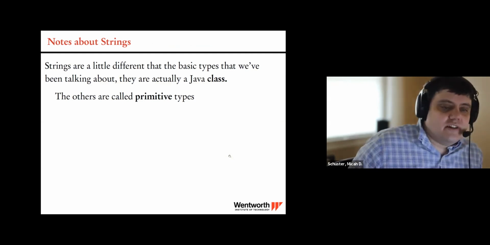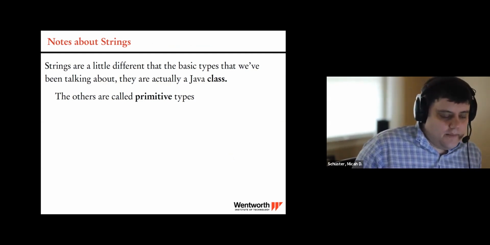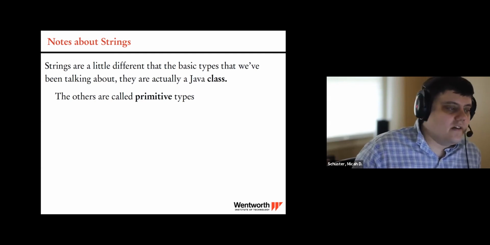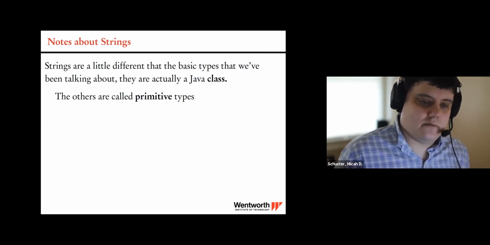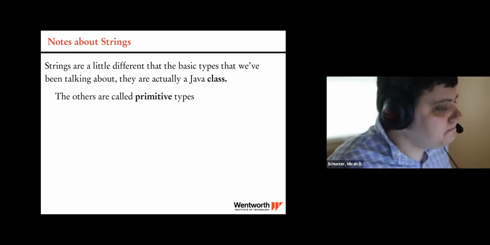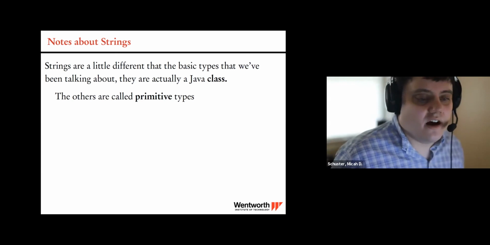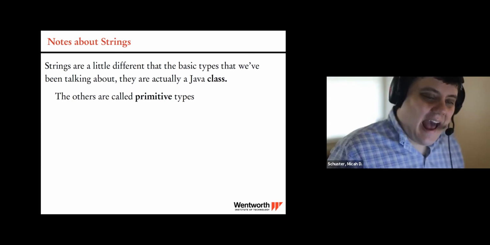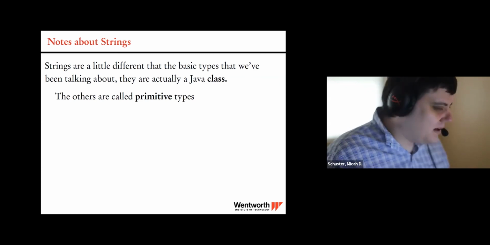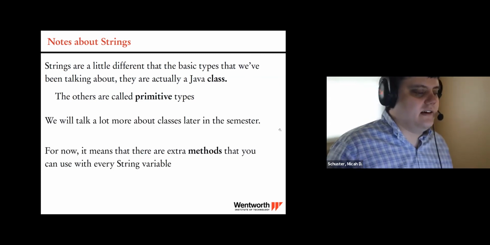So strings are different than the basic types. The other types we talked about, int, double, char, boolean, those are called primitive types. They're the simplest types that we have to represent things like numbers and characters. Strings in Java are actually a class. They're technically objects, kind of like Scanner, but they're meant to represent sequences of characters.